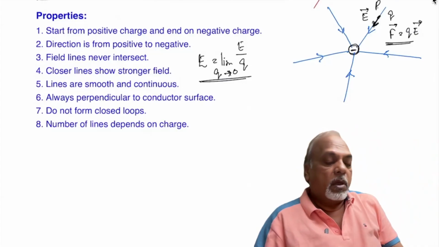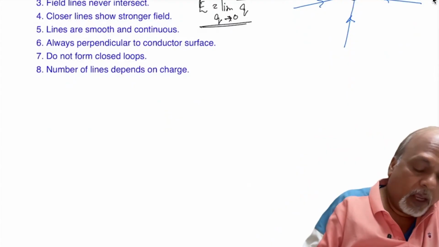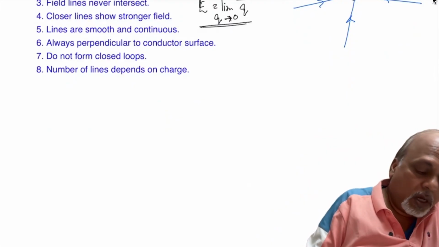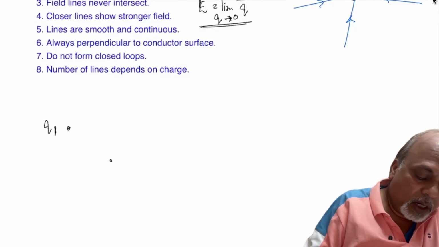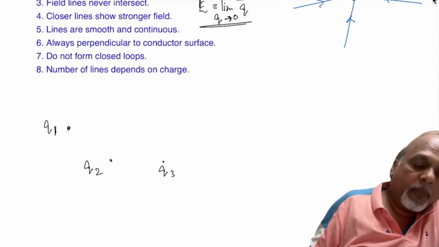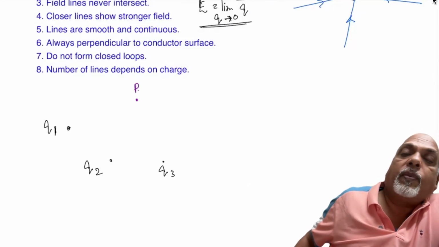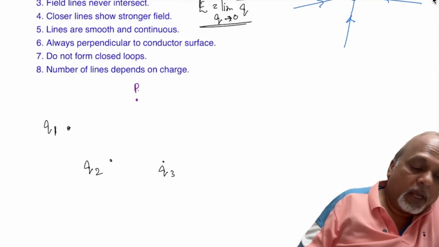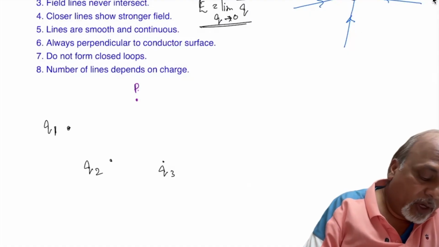Correct. Now, here you have to see one more thing. Suppose there are Q1 charge, here Q2 charge, and here Q3 charge. There are multiple charges there. And if I ask you what is the electric field due to these charges on this point, then what you will do? You can again use the same way, superposition.